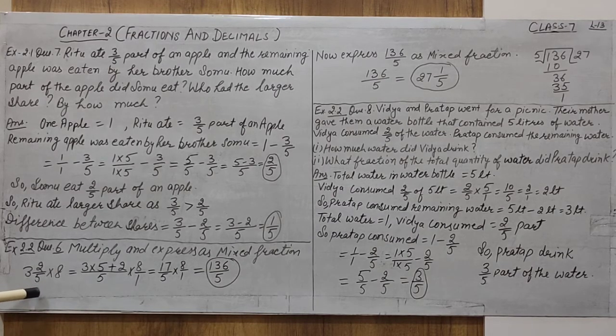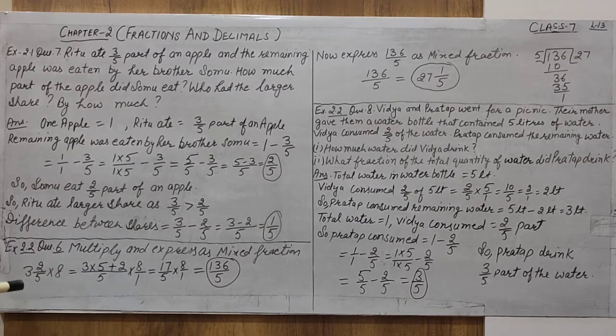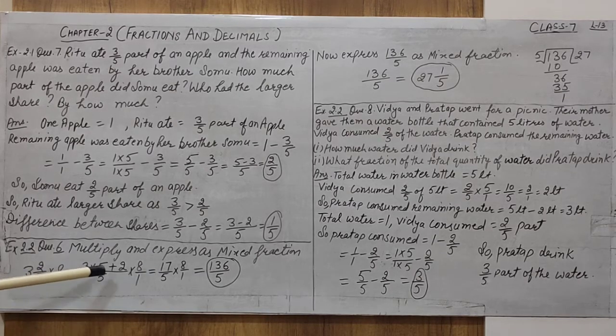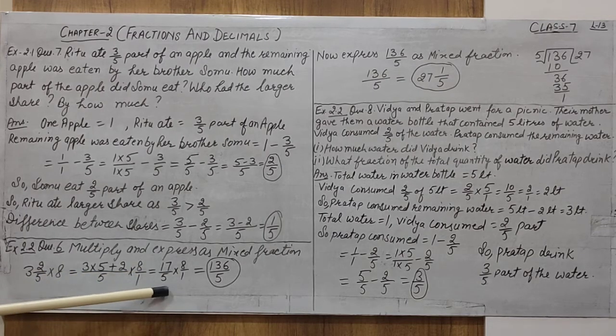How can we change it? The process is the denominator is multiplied with 3, that is the whole part. So 3 is multiplied with 5. Then 2, that is the numerator, is added and the denominator remains the same, that is 5. Only the numerator changes when we change a mixed fraction into an improper fraction. The process is 3 multiplied with 5 plus 2, that is 3 into 5 plus 2, gives us 15 plus 2, 17 divided by 5.